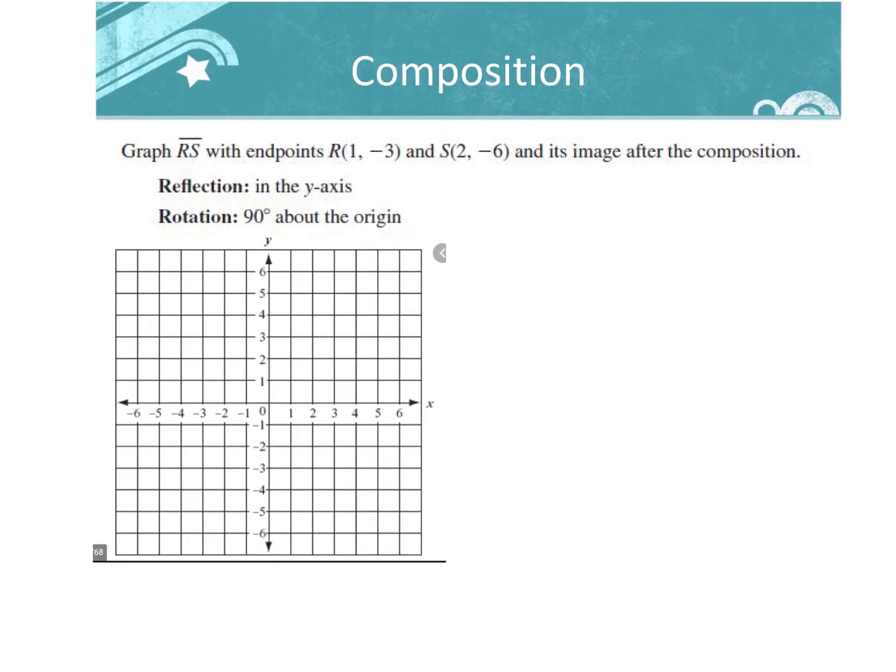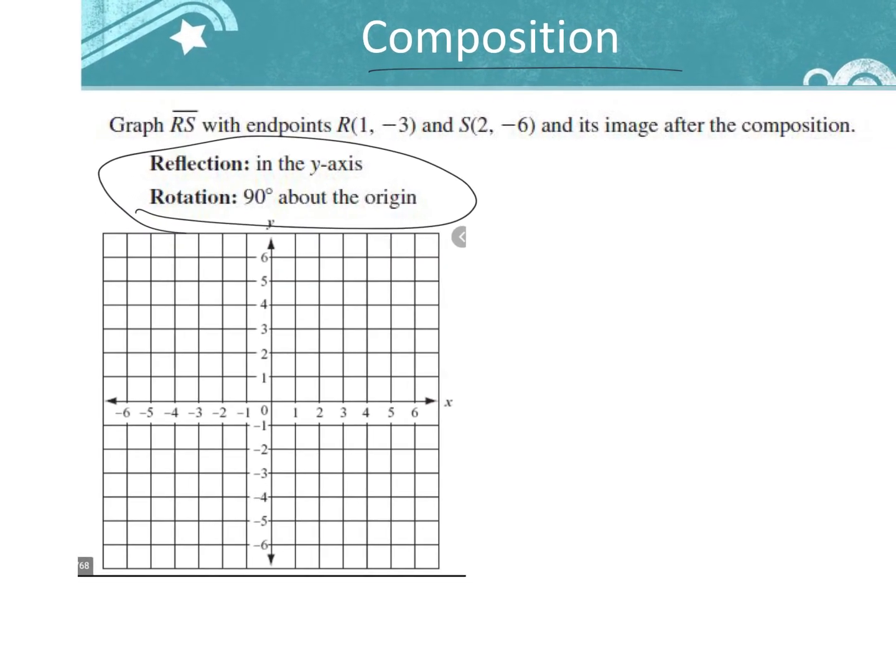This is a composition because it's two transformations. What is composition? Two transformations or more, okay? So, what kind of transformations do we have? A reflection and a rotation. Very good, okay? Which one comes first? The reflection, and then we do the rotation. Make sure you're following the order that it's given in, okay?